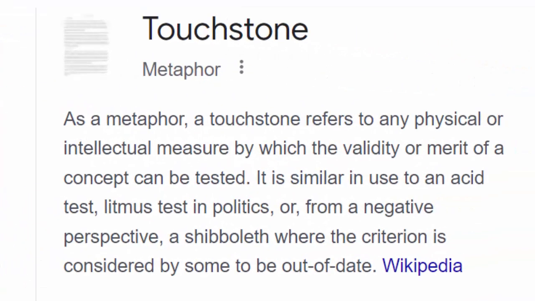All right, over here it says touchstone metaphor. As a metaphor, a touchstone refers to any physical or intellectual measure by which the validity or merit of a concept can be tested. It is similar in use to an acid test or litmus test in politics. That's Wikipedia.